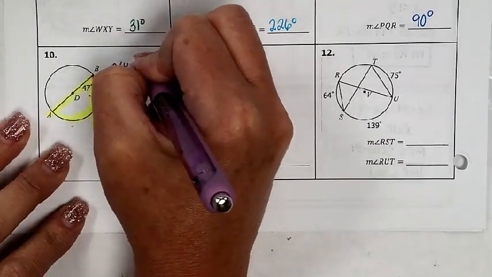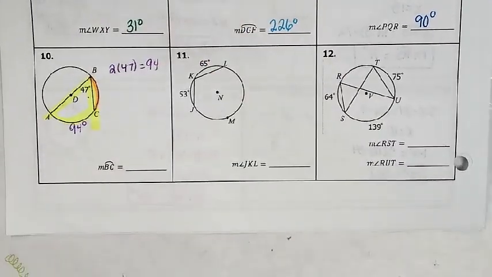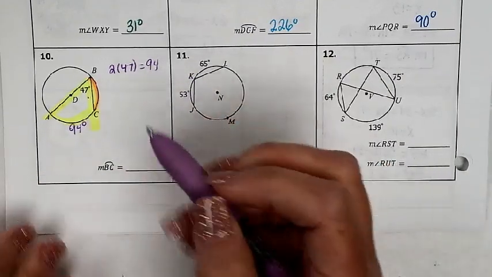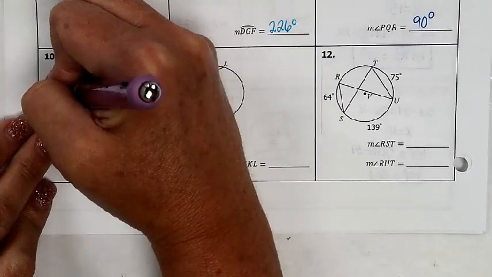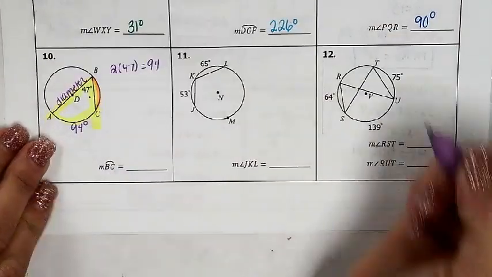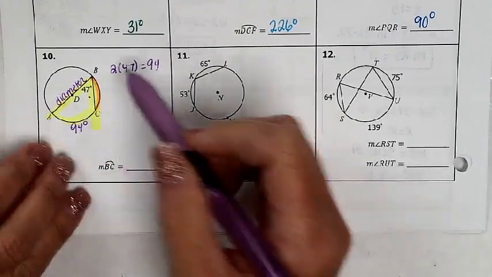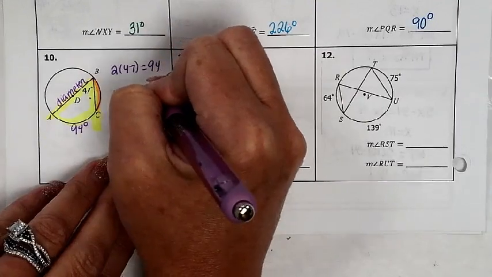It's not asking for arc AC, it's asking for arc BC. Well, if we see here D is the center, that makes AD, this is your diameter. So to find this, AC plus BC is equal to 180. So we just have to do 180 minus 94, which is 86. So BC is 86 degrees.